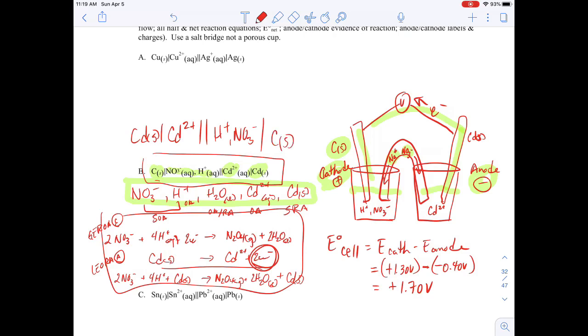The cell notation has these lines that separate the parts: it goes electrode, electrolyte, saltwater bridge or porous boundary, electrolyte, electrode. So hopefully that helps you when you need to come up with these.